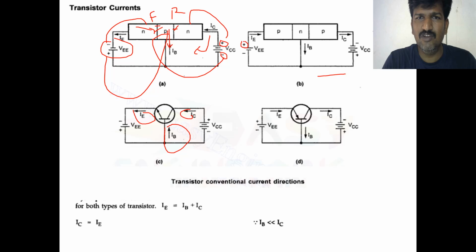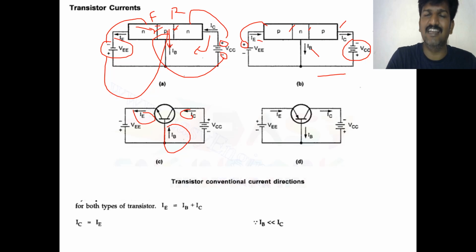Plus is applied to the P, because to make this junction forward biased and this junction reverse biased, you are going to apply the voltage something like this. We have the collector current, which is coming out, just to observe. IB is coming out, and the emitter current is entering.